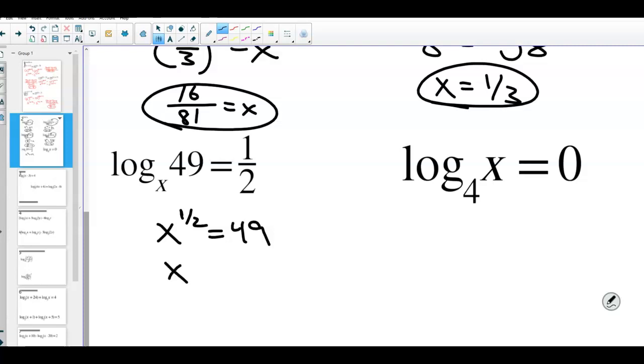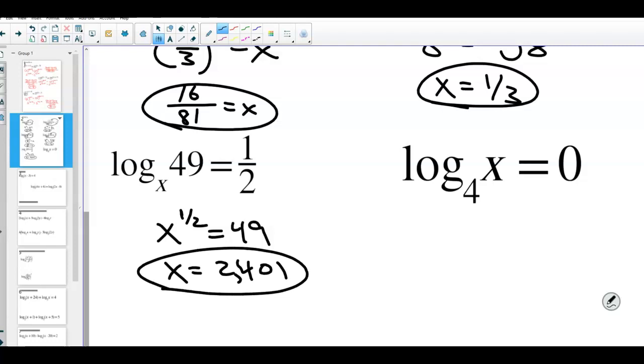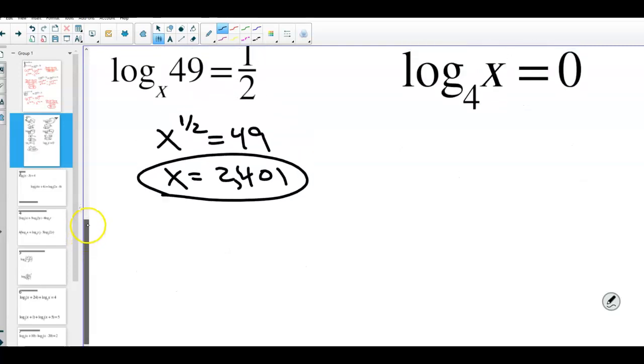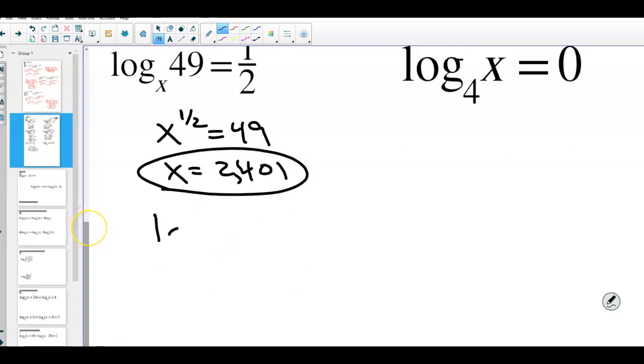But in fairness, okay, that's not really what I was looking to give you. What I was looking to give you is this, and this is where I messed it up. The log base x of 7 equals 1/2. That's what I meant to give.